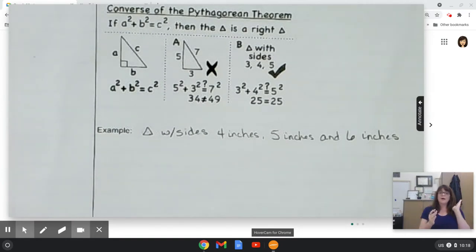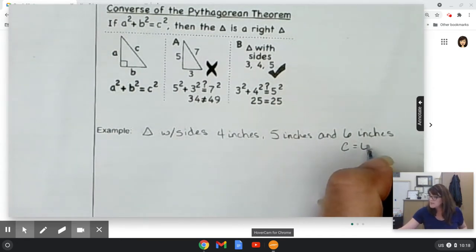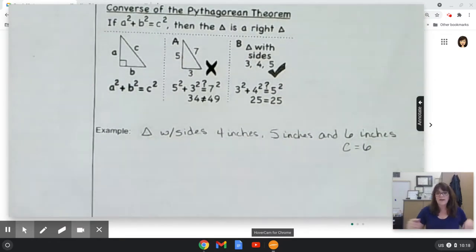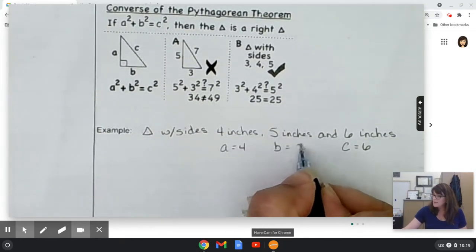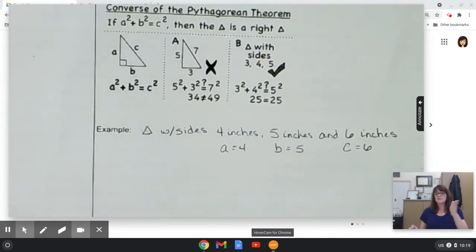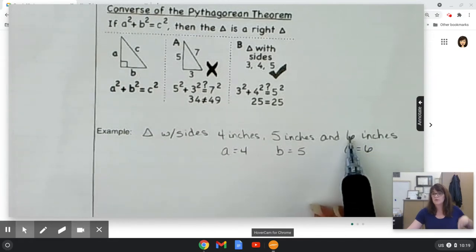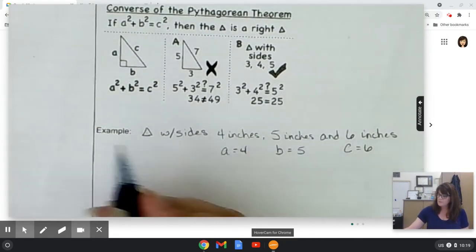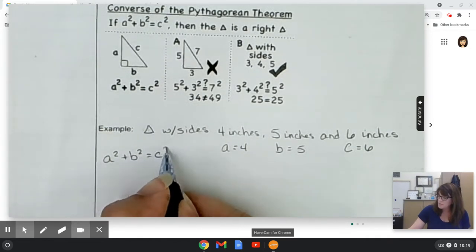You know that the hypotenuse of the triangle is always going to be the longest side. So C equals 6. Then A and B, the legs, it kind of doesn't matter. So I'll just do A equals 4, B equals 5. But when you are given a list of the sides of a triangle, please remember that the longest side is always the hypotenuse. And with the Pythagorean theorem, that means it's going to be C.